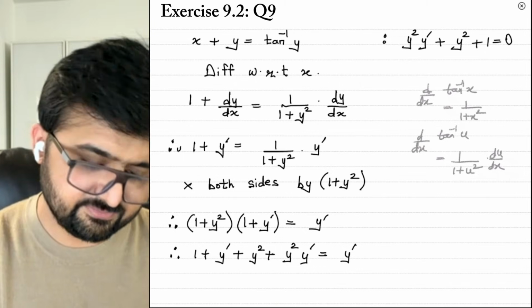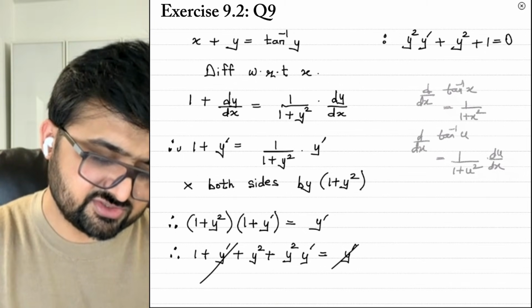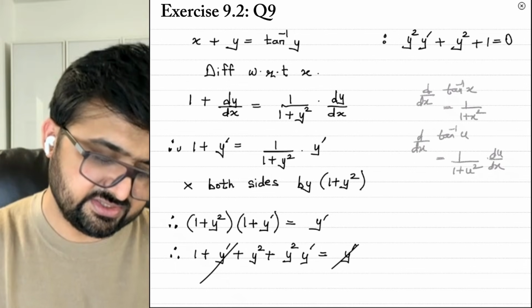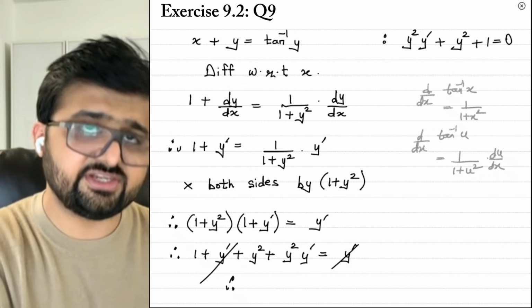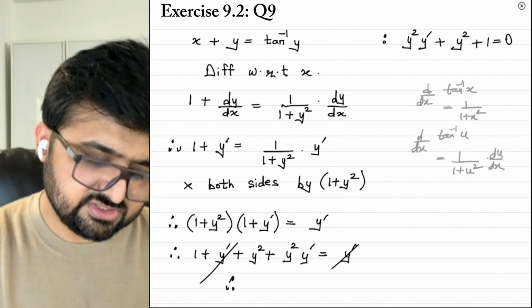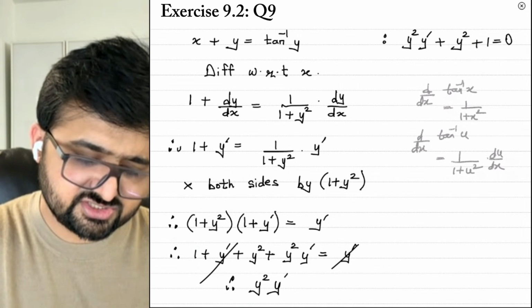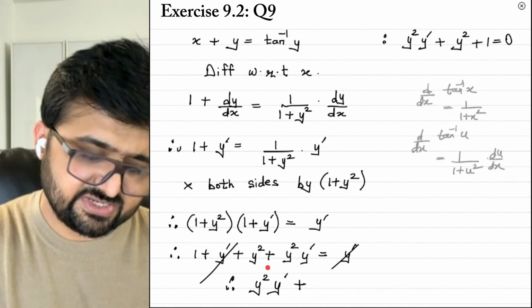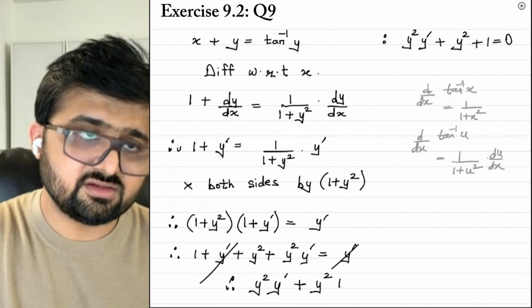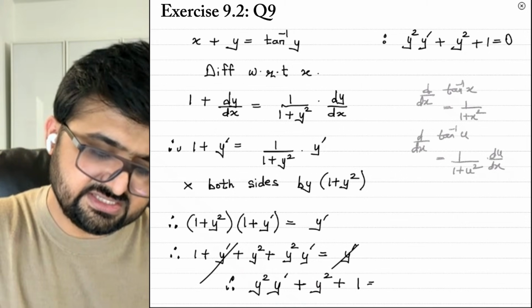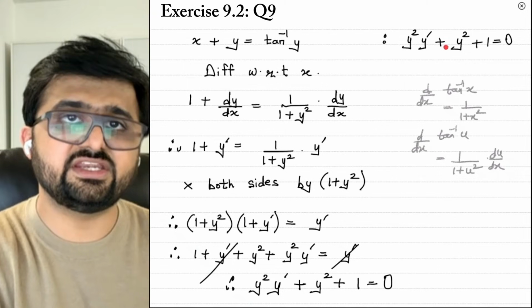Okay, very simple. Now this y dash and y dash on both the sides will get cancelled. Therefore, if you see, we already got this. Okay, so we get y squared y dash plus y squared plus 1 is equal to 0. That is what we needed to prove.